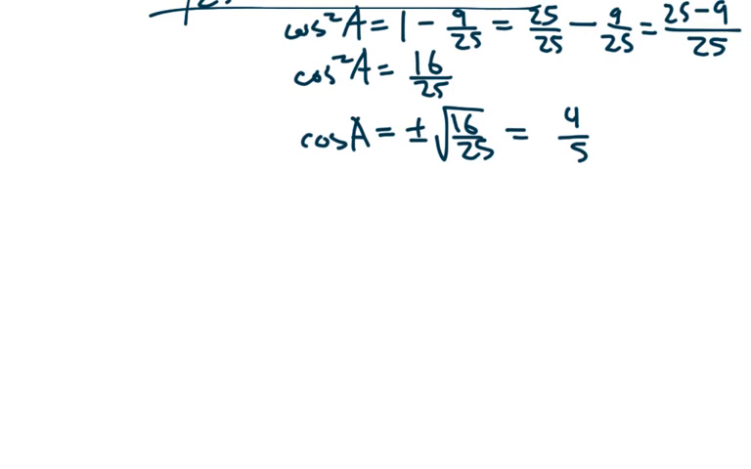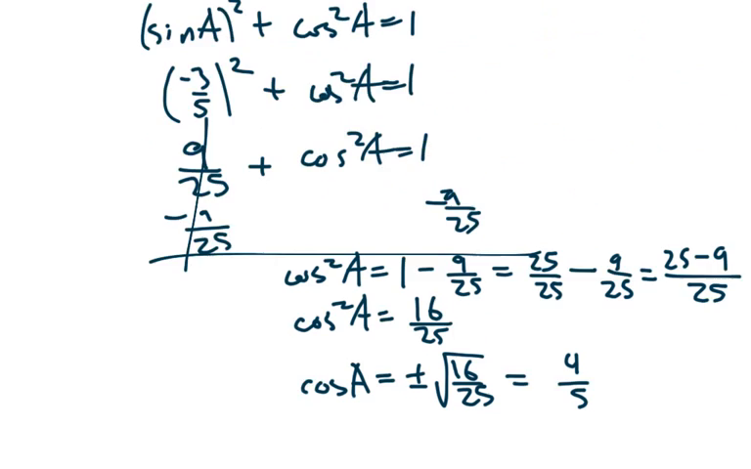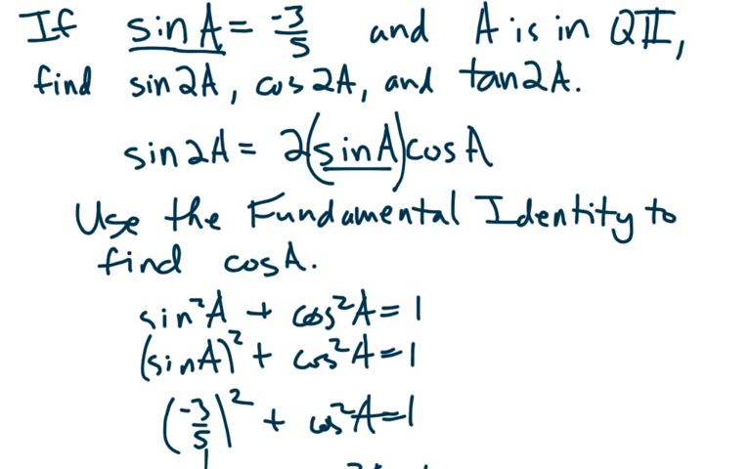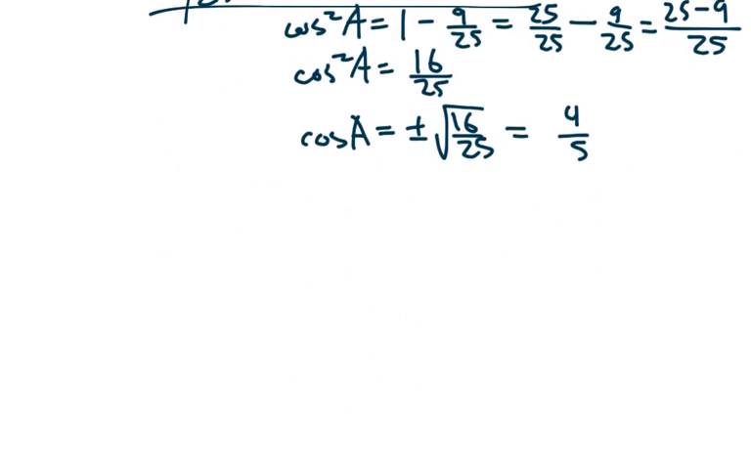But how do I choose plus or minus? What quadrant is a in? The cosine of a has a sign depending on the quadrant of a. We said at the top a was in the second quadrant. That's where that's important, right here, so that we know we've got to pick the negative square root. So this is negative 4/5.